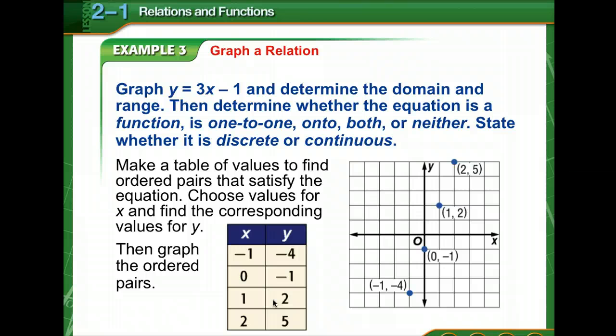Can you tell me, does it pass the vertical line test? Is it discrete or continuous? Oh, that makes a difference, doesn't it? We're graphing that line.